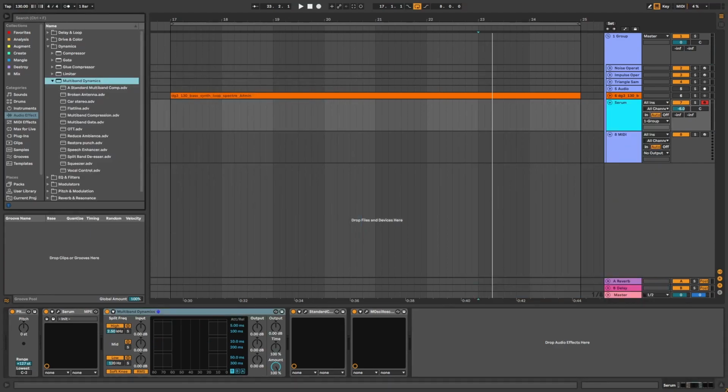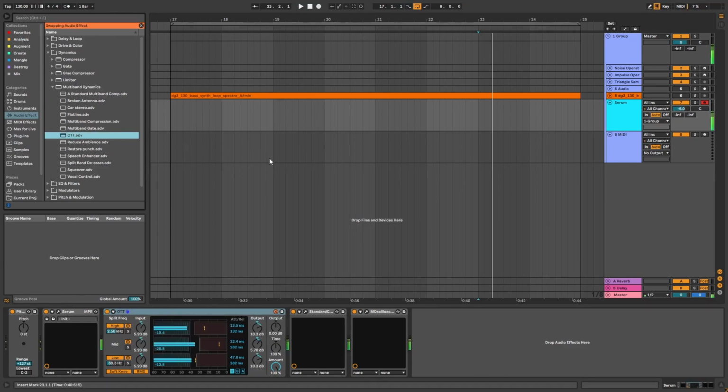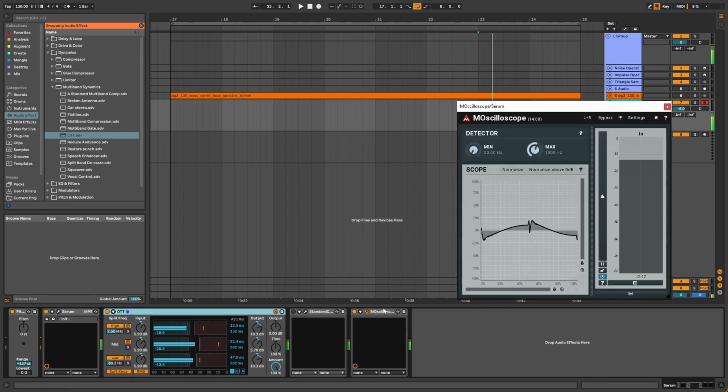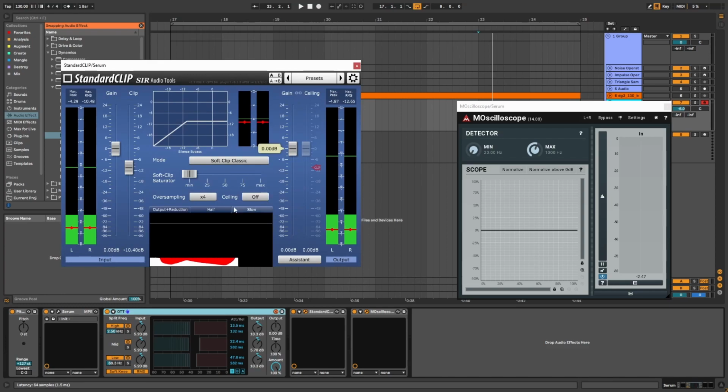Let's try introducing real compression into the mix. And of course, we're going with the classic OTT preset. This sounds a lot less like a square already, but still, it doesn't behave the way you'd expect a square should when encountering a limiter of some kind.